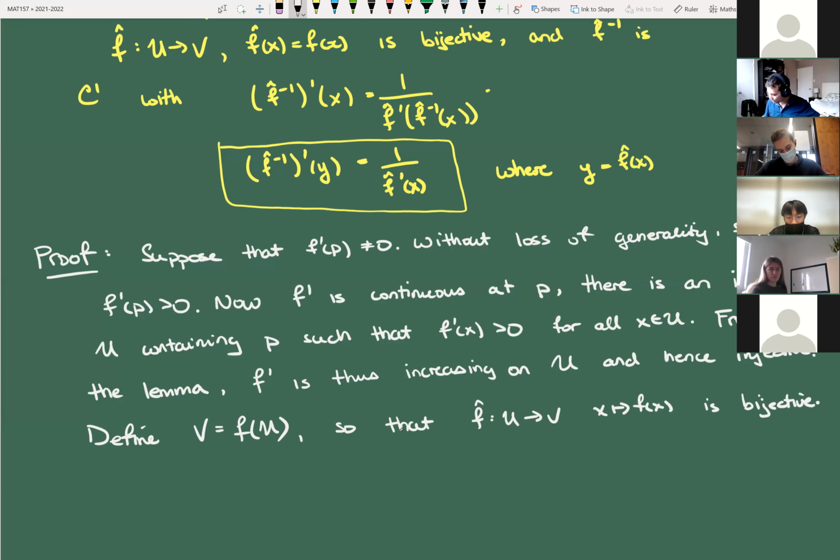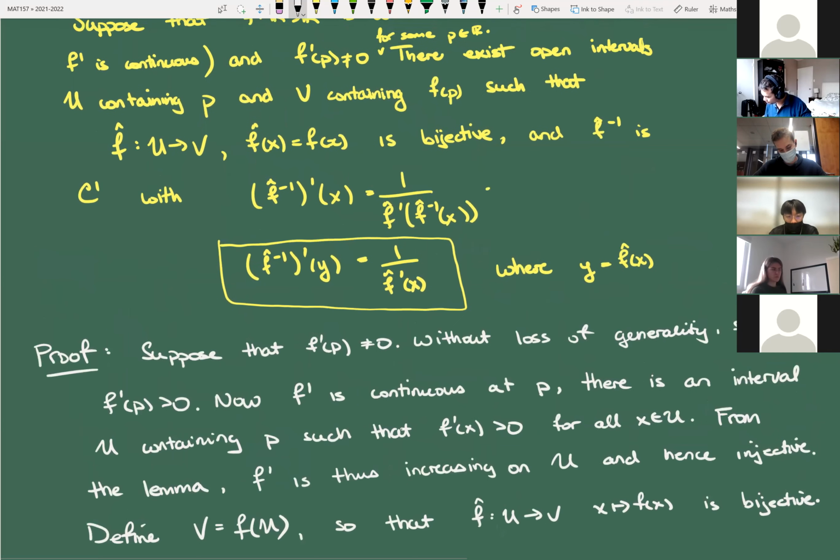Okay, so great. So that actually takes care of this first part where it says if f prime is not 0, there exist neighborhoods U containing P and V containing f of P such that this thing is bijective. Okay, so because it's bijective, we know that f hat inverse exists. So what we need to show is that it is C1, right? It is differentiable and its derivative is in fact continuous.